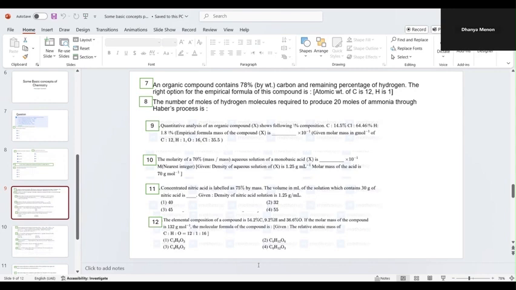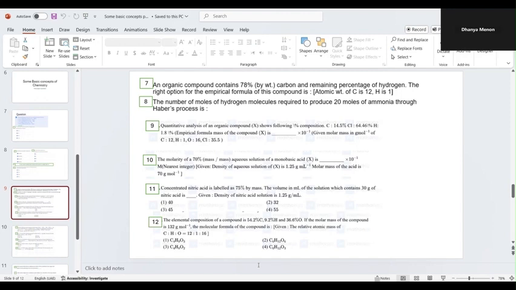Here, question number 9 is, they have given you the percentages of carbon, chlorine and hydrogen. Okay. So carbon is 14.5. Chlorine is 64.46.